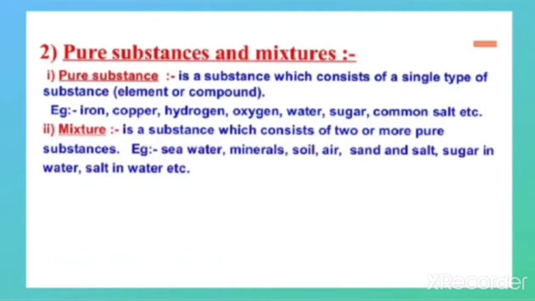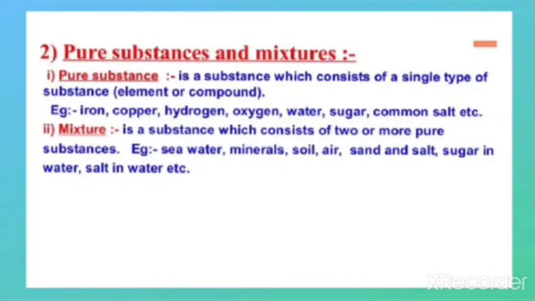Pure substance, what is a pure substance? It is a substance which consists of a single type of particles or a single type of substance, which can be an element or a compound. That will be discussed in the further videos. Examples of pure substances are given here, that is iron, copper, hydrogen, oxygen, water, sugar, common salt, etc.